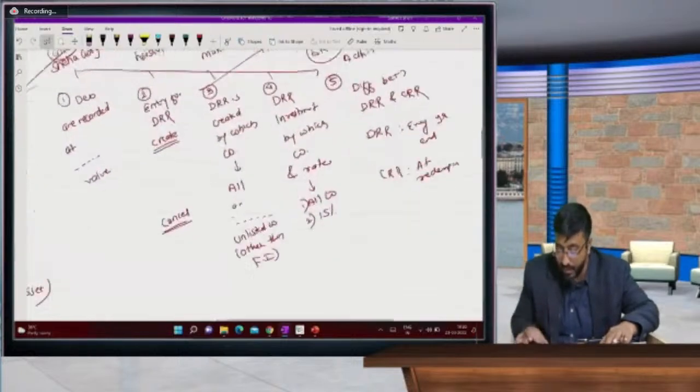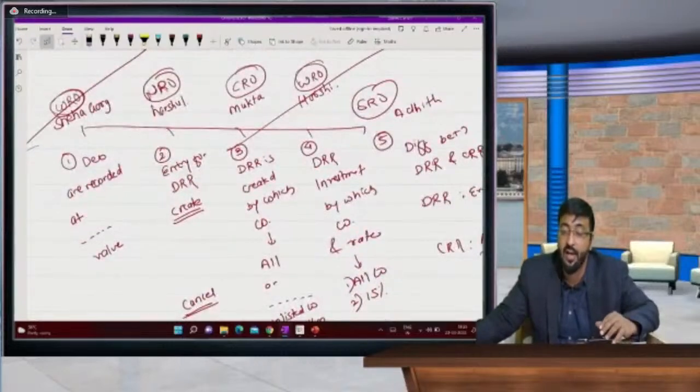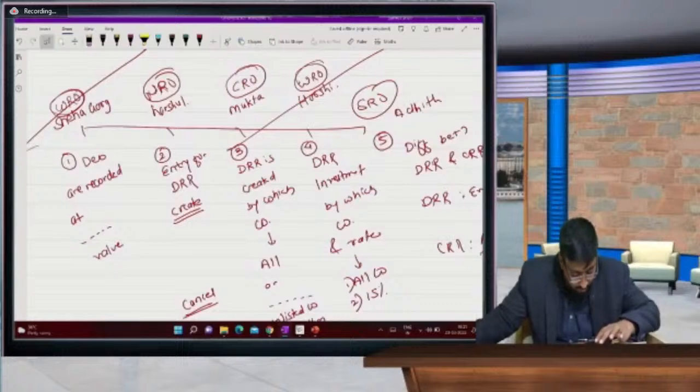देखो पहले डिबेंचर्स कौन से साइड पे रिकॉर्ड करते हैं, तो फेस वैल्यू पे रिकॉर्ड करते हैं. Entry for DRR, the entry to create DRR will reduce profit: P&L Appropriation or General Reserve Account debit to DRR. Then DRR creation is by companies, beta, all companies, sorry, only unlisted companies. So unlisted companies other than investment companies. So in simple language, DRR investment by all companies. So 15%. The difference between DRR and CRR: DRR is created every year and CRR is created at the time of redemption. Why is debenture redemption required? Yes, I already explained the logic.